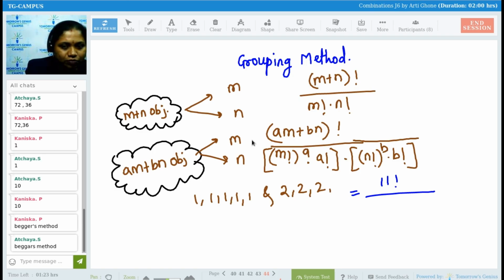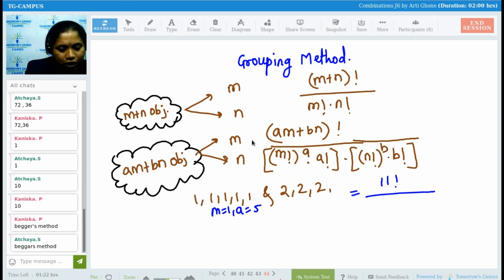So what is the total factorial? That will be the numerator. So 2 plus 2 plus 2 plus 1 plus 1 plus 1 plus 1 plus 1, that is 11 factorial will be the numerator. What is the M value over here? 1 is the M value. How many times is it repeated? 1, 2, 3, 4, 5. So A value is 5.